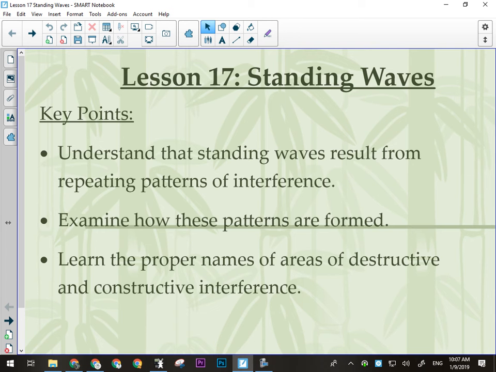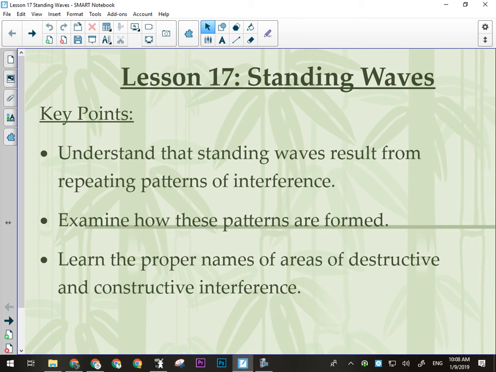Okay, so we're going to look at what standing waves are and how they happen. I'll make some standing waves with the spring up here, and you'll be able to see the effects of all of this, and how interference, constructive and destructive, plays a big part in the shape of the standing wave. We'll look at how standing waves result from repeating patterns of interference, both constructive and destructive, and examine how those patterns are formed.